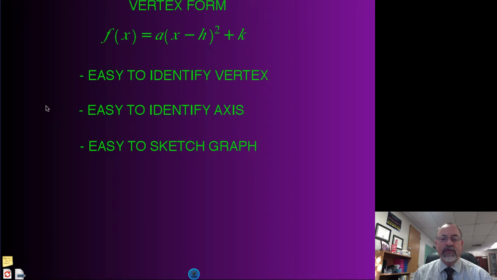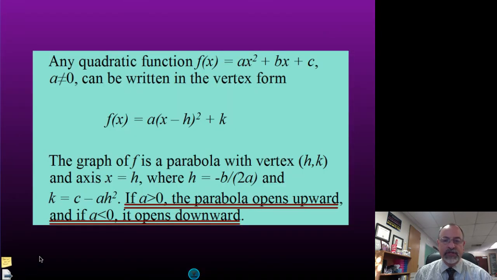When we're in standard form, ax squared plus bx plus c, that really doesn't give us a lot of information. However, vertex form makes these three things much easier to identify and to use. So standard form is ax squared plus bx plus c, and vertex form is this. Now, how do we figure out the value of h, the value of k, and the value of a? And that really is the crux of the issue here.